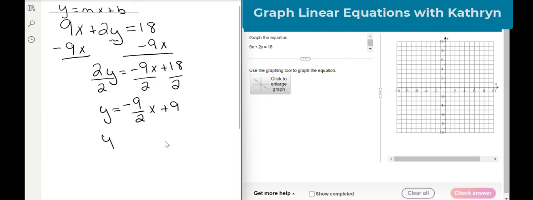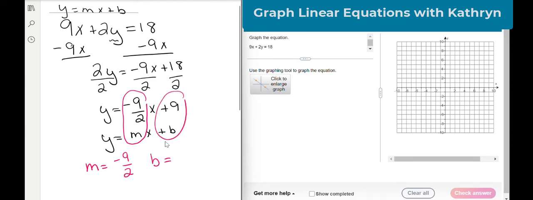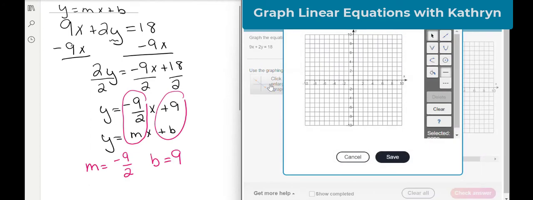Now I'm going to write y equals mx plus b right underneath it. We can see that my slope is -9 over 2, and it's a fraction, so we're going to leave that alone. And my y-intercept is 9. So let's go over here and graph it. I'm going to click to enlarge my graph. Now my y-intercept is 9.